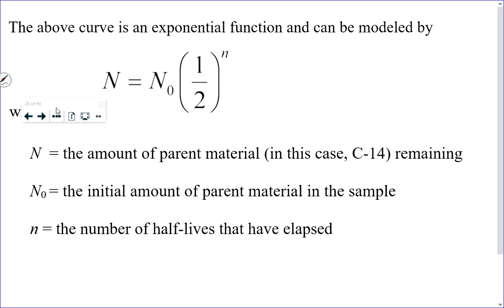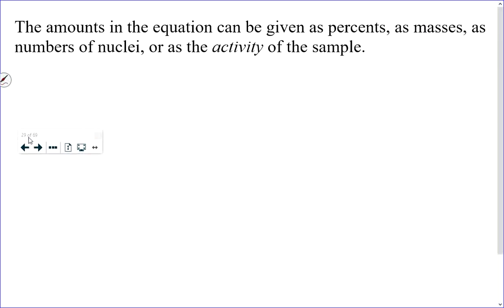Okay? So, just a quick illustration of something here. I guess we'll do this first of all. In this equation, the capital N's can be grams and grams, or milligrams and milligrams. They could be activity, which we'll talk about in a second. They could be percentages. They could be number of nuclei, as long as they're the same thing.